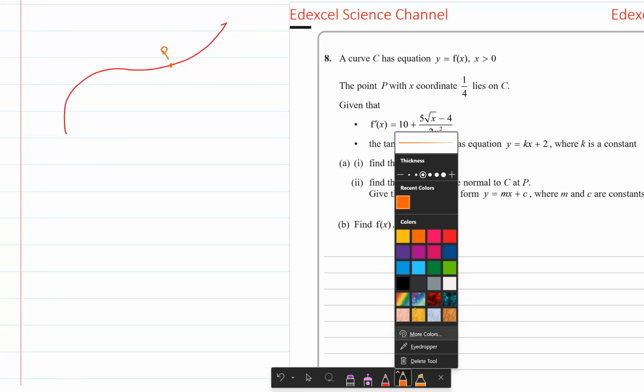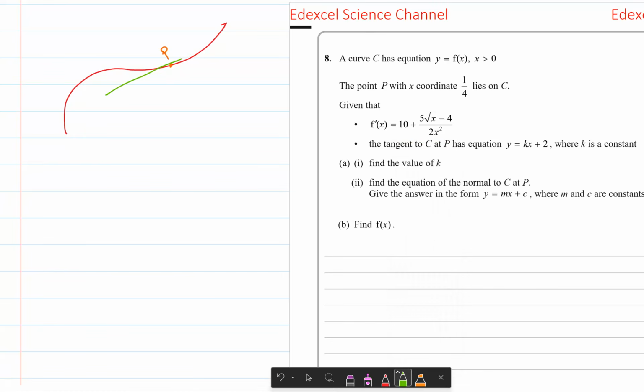Now, if I draw a tangent over here, which is not correct actually, wait, right, better. Okay, so this is my tangent. This tangent has an equation y equals kx plus 2. They are telling us to find this value of k. Now, even though this simple diagram is not correct at all, at least it will help us understand what is going on in the question, and it will also help you to have better thought processing.